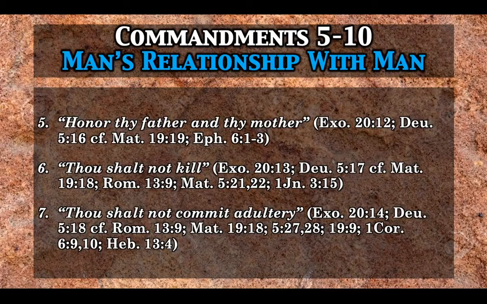"Know ye not that the unrighteous shall not inherit the kingdom of God? Be not deceived, neither fornicators, nor idolaters, nor adulterers, nor effeminate, nor abusers of themselves with mankind, nor thieves, nor covetous, nor drunkards, nor revilers, nor extortioners shall inherit the kingdom of God." Finally, one final verse, Hebrews 13:4. "Marriage is honorable in all, and the bed undefiled, but whoremongers and adulterers God will judge." Easy to see, this one has clearly been brought over into the New Testament.